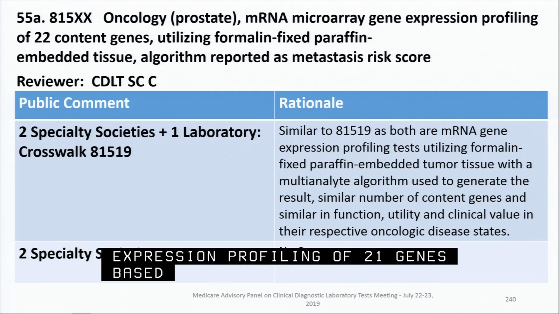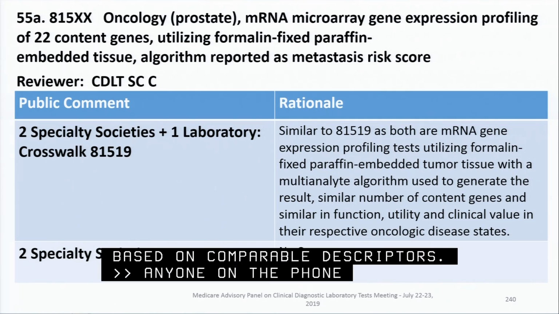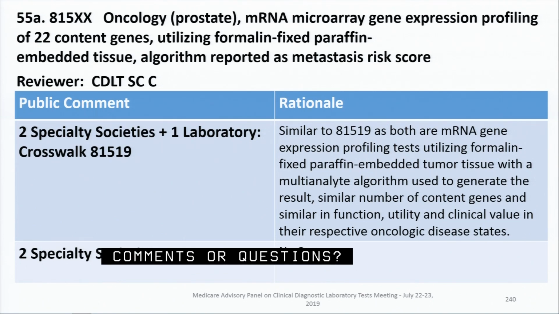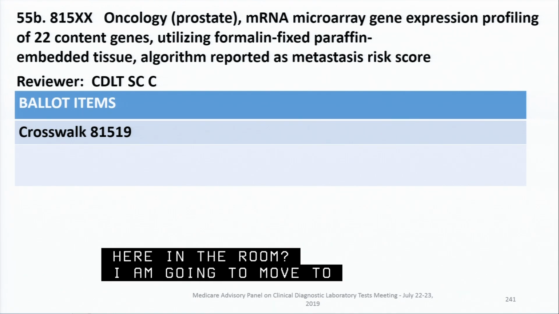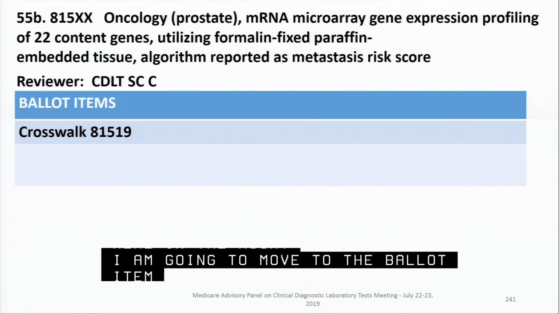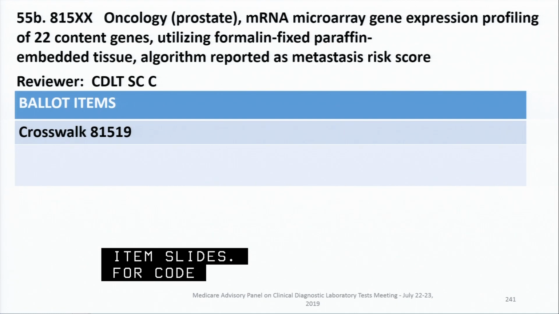Okay. Anyone on the phone have comments or questions? All right. Here in the room? Okay. I'm going to move to the ballot item slide. So for code 815XX, the single suggestion is crosswalk of 81519, and certainly gap fill is always an option.